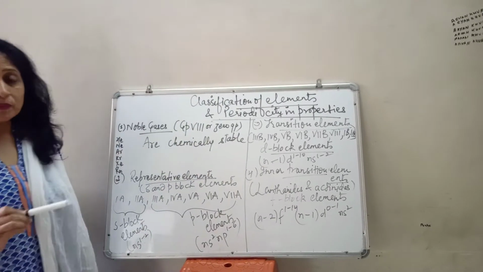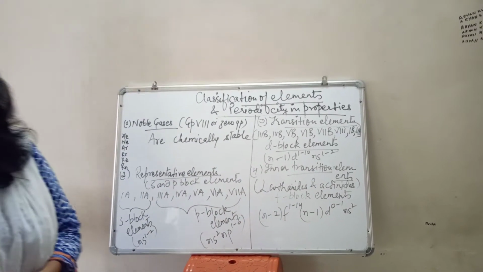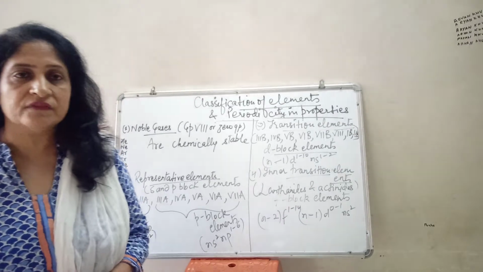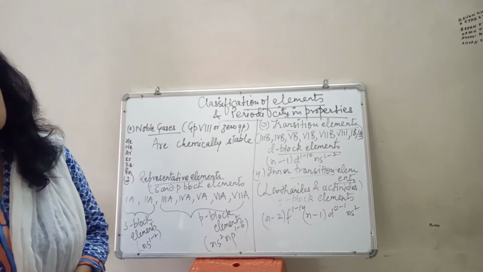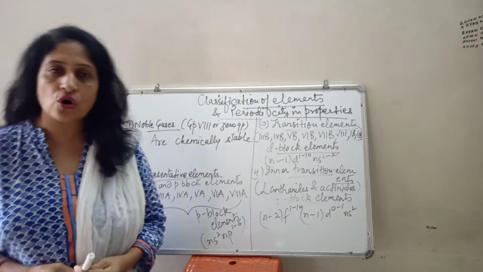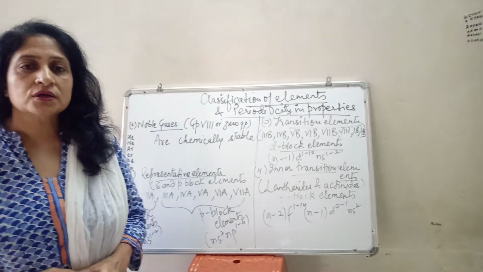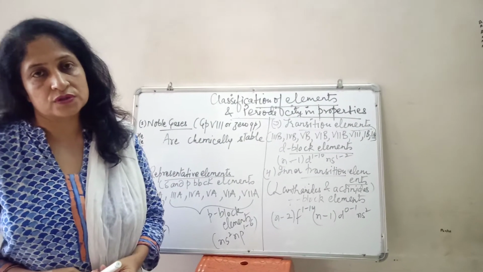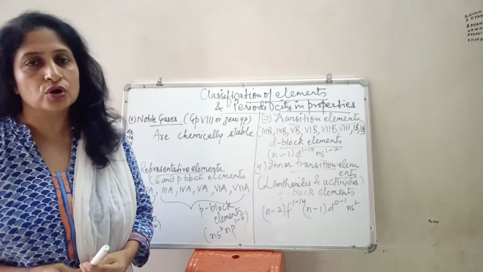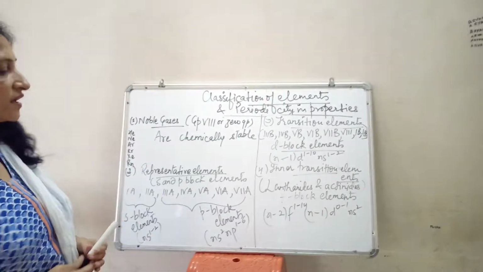Now, noble gases are chemically stable, meaning they are non-reactive due to their stable configuration, because their duplet or octet is complete. That's why they do not lose or gain electrons. They have no tendency to gain or lose electrons, so they are chemically inert.